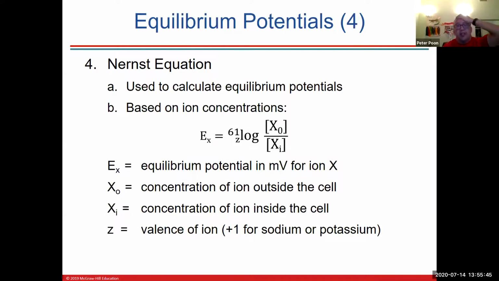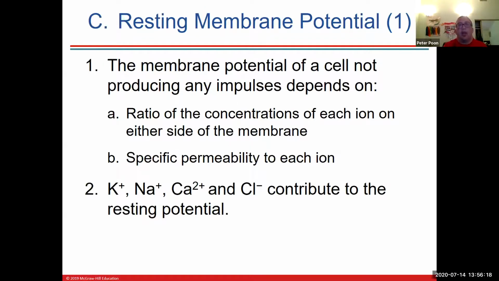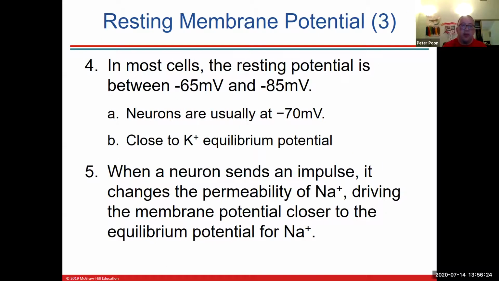So the Nernst equation is used to calculate equilibrium potentials. It's based on the concentration of ions. So here's the equation. Honestly, I don't think you have to use it, so I don't get into it too much. But here's the Nernst equation for sodium and potassium, and you can see they go in opposite directions here. There you go. The membrane potential, I almost skipped forward to membrane potential.